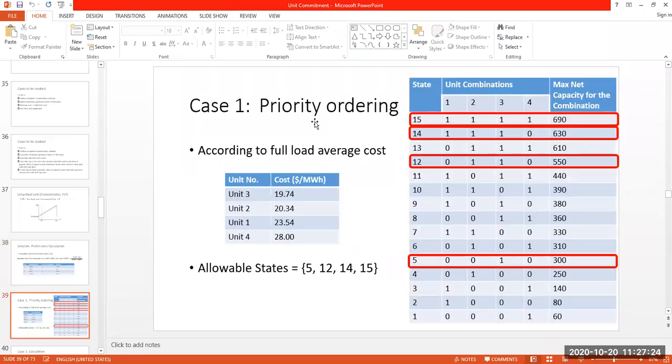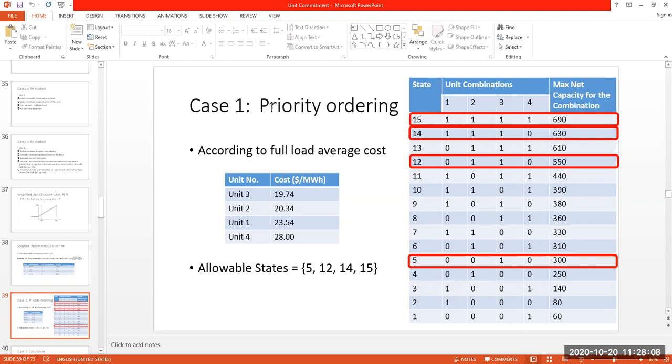Now we come to case number 1, where we are not following the enumeration scheme, rather we are following the priority ordering. So the capacity ordering, you remember, is the same table to start with. We are going with the capacity ordering. That is to say, we are starting from the least maximum capacity to the highest maximum capacity. So starting from 60 with unit number 4 only as state 1, and then moving up to state 15, which is the summation of all the units available. You sum them up and you reach 690.